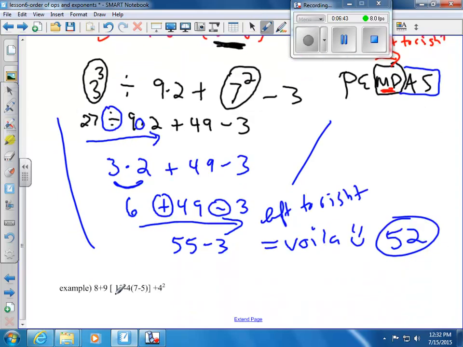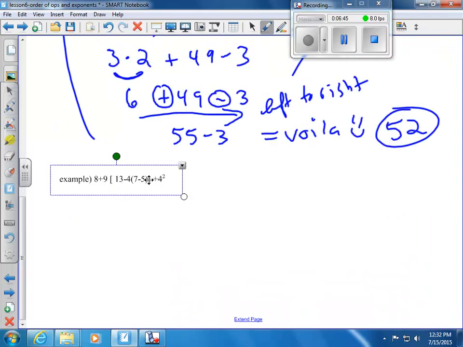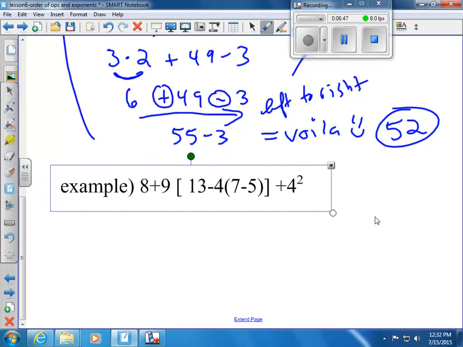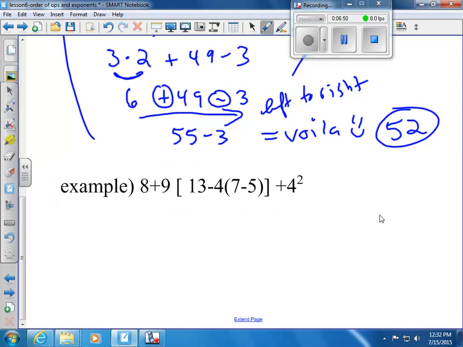Okay, let's try another one. Maybe you even want to hit pause and try this one on your own. I'm going to expand it here a little bit. Okay? All right, so PEMDAS says to go do... I'm always going to write PEMDAS over here on the side. It says to go and do your parentheses or your brackets first. Well, you always want to go in the innermost set of parentheses first and work outward.